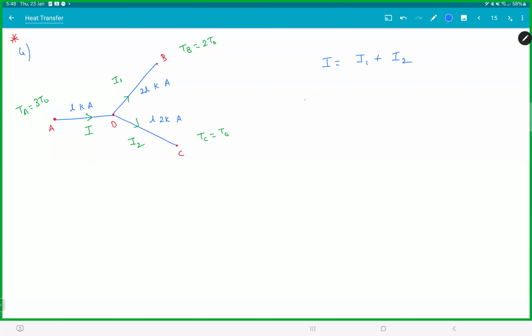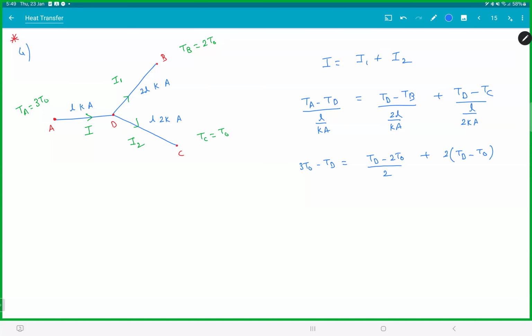So A to D will be TA minus TD by resistance L by KA. I1 will be TD minus TB by 2L by KA. So high temperature minus low temperature. I2 will be TD minus TC by L by 2KA. L by KA goes off. This guy will be 3T naught minus TD. This guy will be TD minus 2T naught by 2. This will be 2 times TD minus T naught.